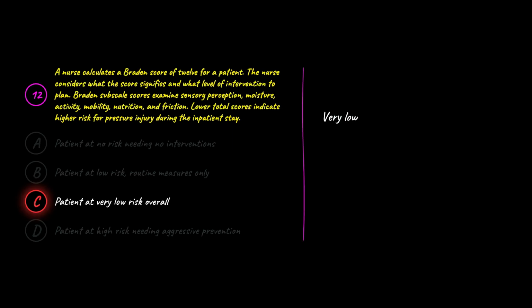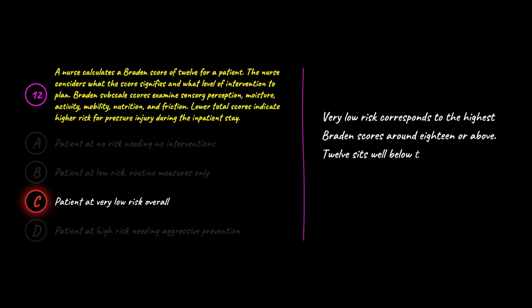C is wrong because very low risk corresponds to the highest Braden scores, around 18 or above. 12 sits well below that range, marking the patient as high risk and not very low risk for pressure injury formation.